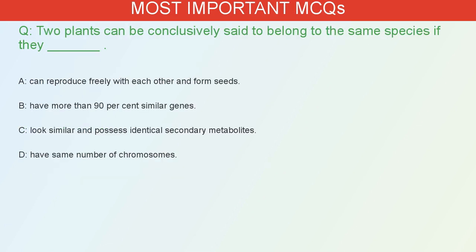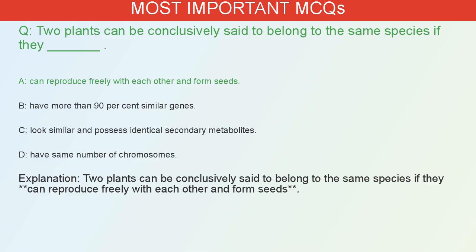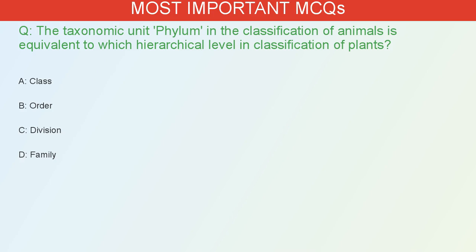Two plants can be conclusively said to belong to the same species if they: A. Can reproduce freely with each other and form seeds. B. Have more than 90% similar genes. C. Look similar and possess identical secondary metabolites. D. Have same number of chromosomes. The correct answer is A. Two plants can be conclusively said to belong to the same species if they can reproduce freely with each other and form seeds.